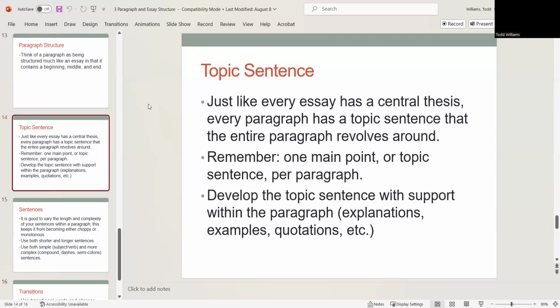And then develop that topic sentence with support within the paragraph, right? Explanations, examples, quotations. So just like every essay has an intro with the thesis, a body that supports it, a conclusion that wraps it up, every paragraph is like that too. Topic sentence, here's the support and development of that topic sentence, and then here's the sentence that wraps it up.